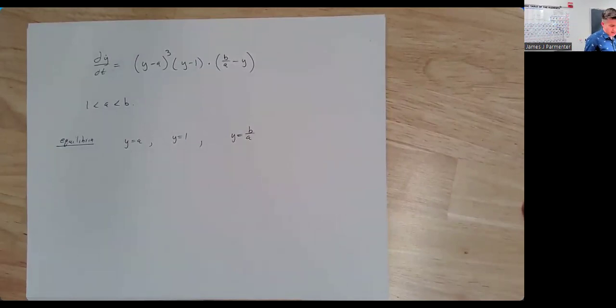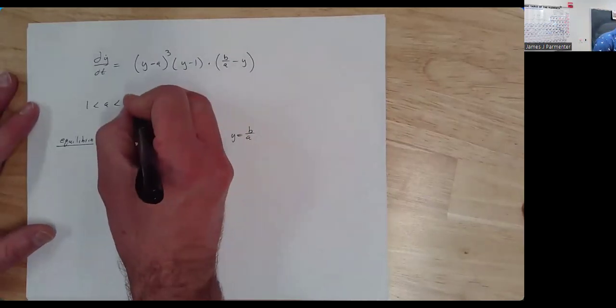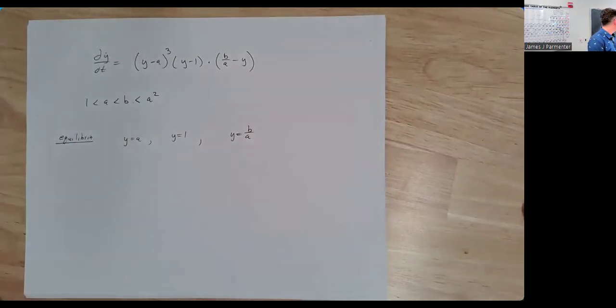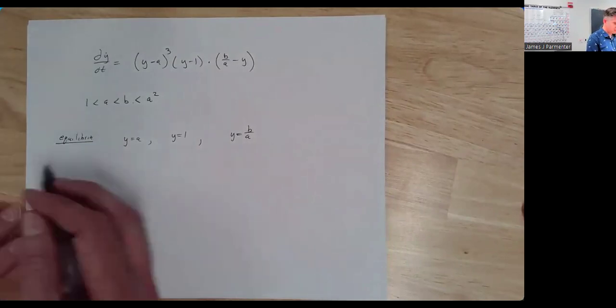So the problem here is that I don't know what's bigger, a or b over a. I don't know how much bigger b is than a. So let's say one more thing: b is less than a squared. This is a complicated setup, no doubt about it. So here are the equilibria.